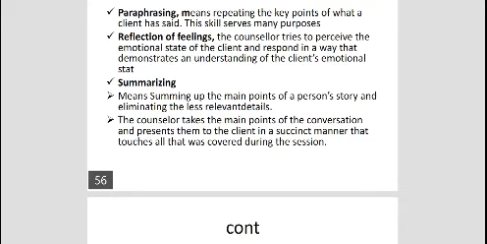Next, thereafter, is summarizing. Summarizing means summing up the main points of a person's story and eliminating the less relevant details. Not every detail you get is useful. So when you do a summary, you sum up the main points of a person's story and then you eliminate the less relevant details. The counselor takes the main points of the conversation and presents them to the client in a succinct manner that touches all that was covered during the session.